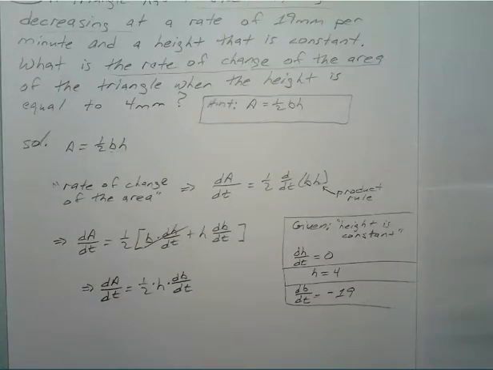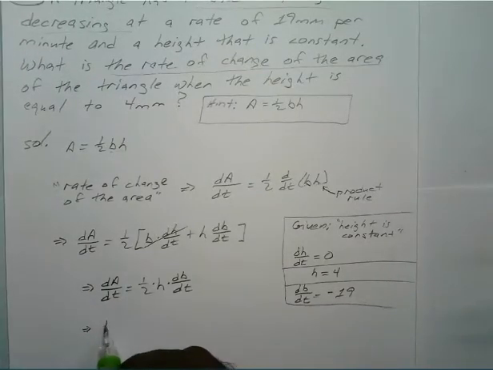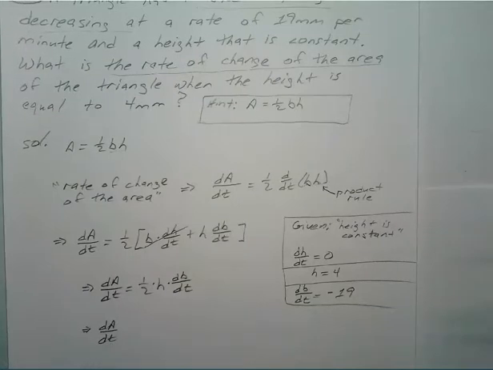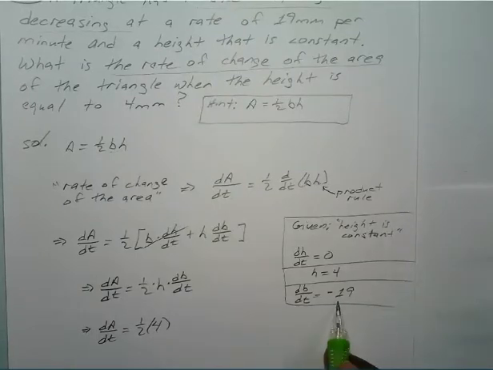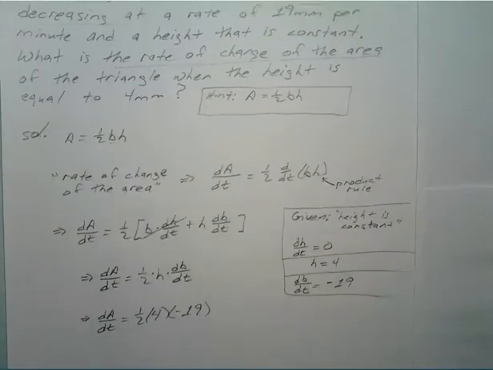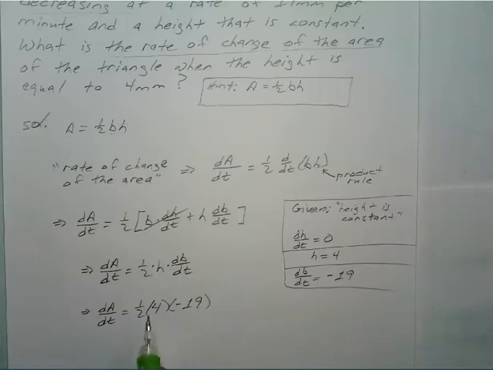So if we go ahead and plug those in, the rate of change of the area with respect to time is going to equal 1/2 times your height, which is 4, times your rate of change of the base with respect to time, which is negative 19. So plug that all into a calculator, or if you want, just calculate it on your own. Your rate of change of the area with respect to time is equal to negative 38 millimeters per minute.